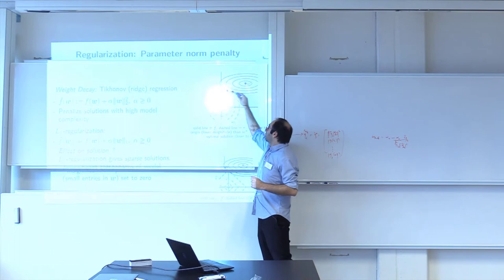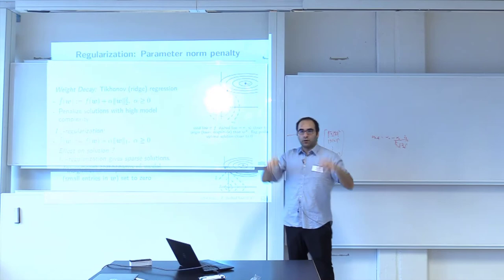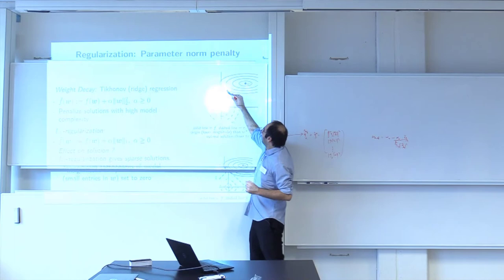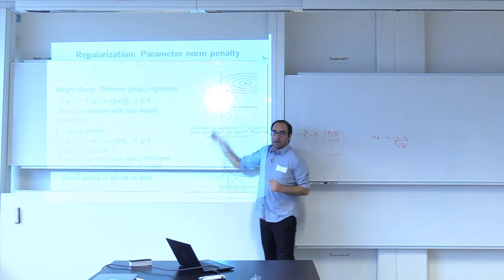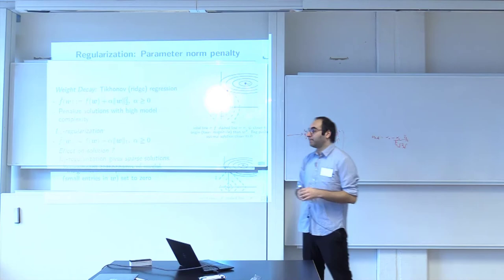Because this is the point that minimizes the sum. This is the point of equilibrium in this small example. And the idea is that this vector, W tilde, the one with the regularization, has a smaller magnitude than W star. So by adding this L2 norm penalty, you shrink the solution, make it closer to zero, and ultimately it has a lower complexity. It has a lower model complexity.